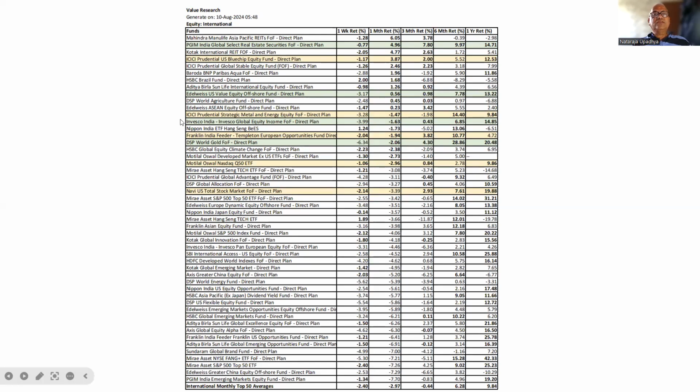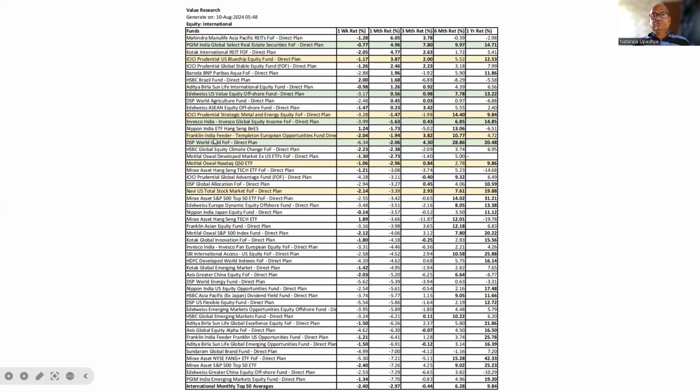And within this, green ones are PGM India Global Select Real Estate Securities FOF, gave a positive return 4.96% for the month. Edelweiss US Value Equity Offshore Fund, positive for the month. Invesco India, Invesco Global Equity Income FOF, negative return for the month. DSP World Gold FOF, negative for the month. The best annual return among these green ones came from DSP World Gold FOF at around 20.48%.